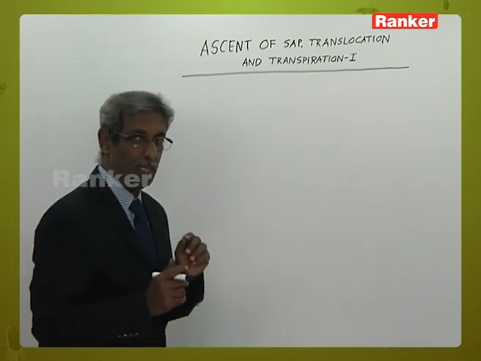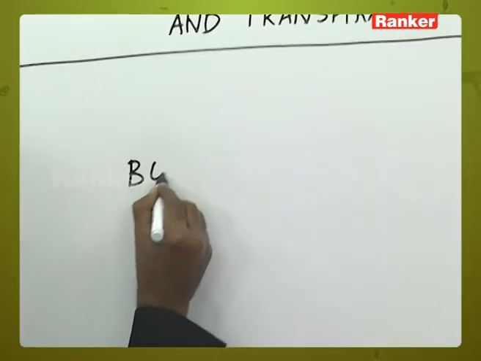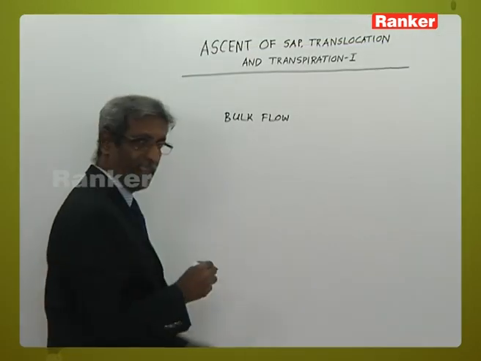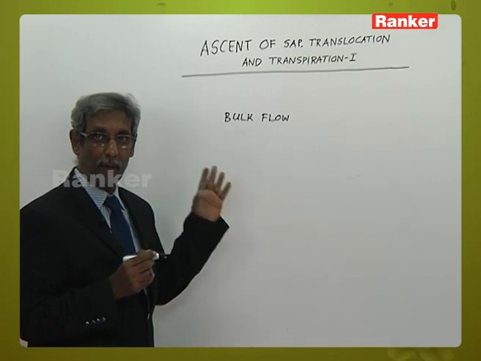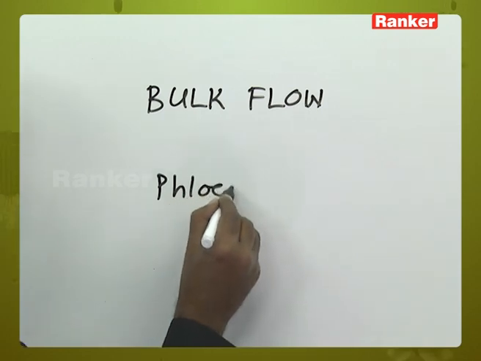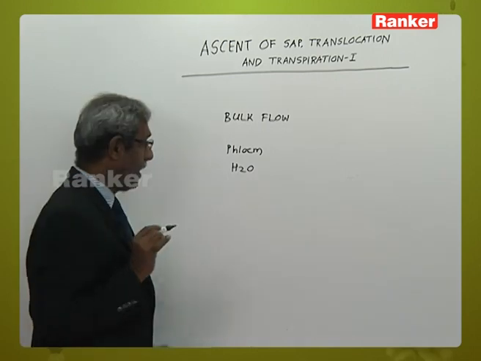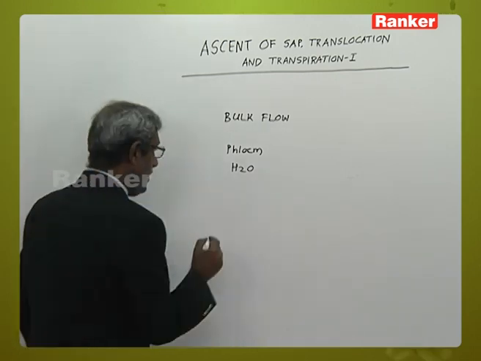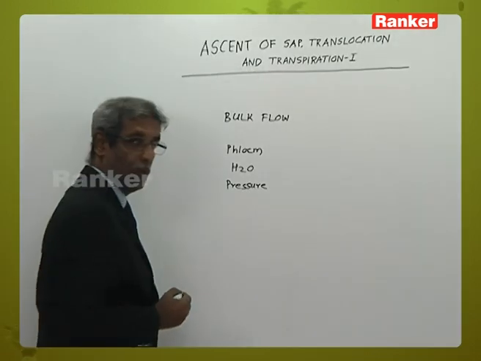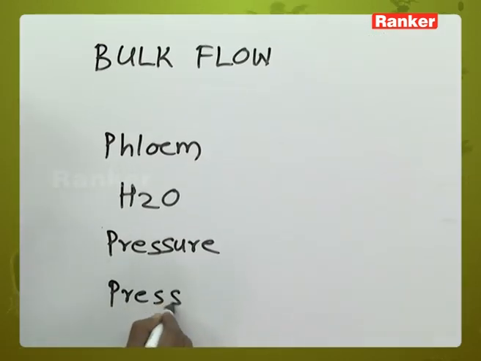Now, we come to certain important basic concepts. The first concept is termed as bulk flow. What exactly is the meaning of bulk flow? We are talking about water movement in the phloem tissues. When water moves into the phloem tissues, there is a buildup of pressure. Because there is a buildup of pressure, it is also termed as pressure flow.